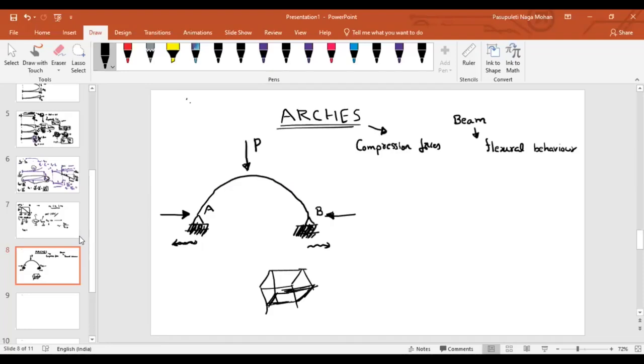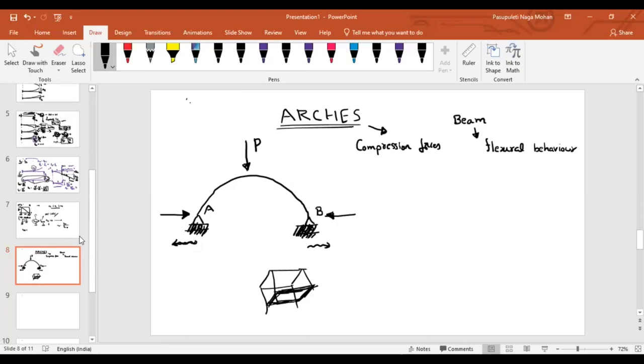So to restrict that type of behavior, in olden days, if it is wooden, the legs of the chairs are generally interconnected with each other so that those types of deformations will be restrained. With the same logic, we are going to see arches also.